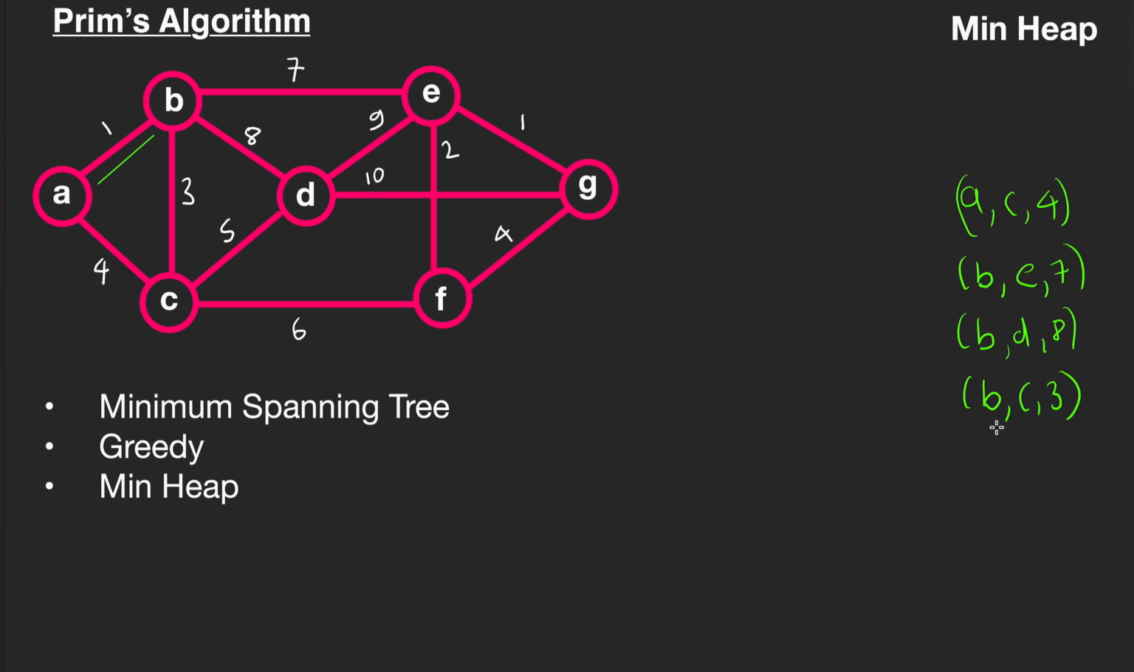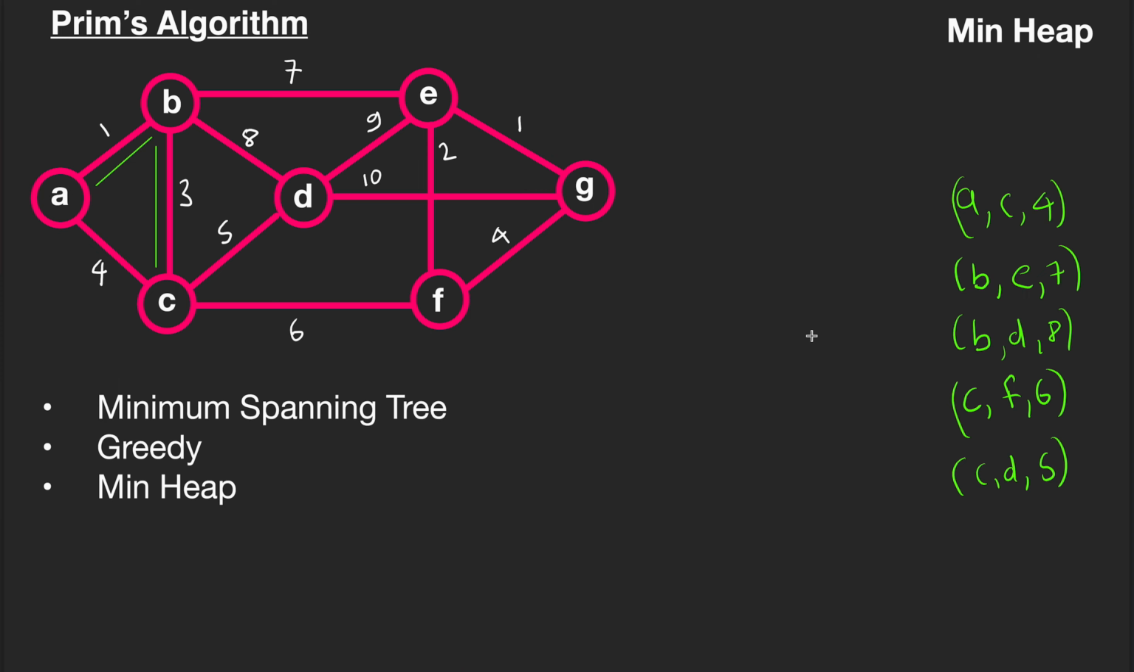Now we'll remove the next element from our min heap. That is an edge from node B to node C with weight 3. Node C is not yet visited, so we'll add an edge between node B and node C. We'll see what the edges from node C that are not yet visited are, and we'll add them to our min heap. Now we'll remove the next element from our min heap, that is AC4. Since node C is already visited, we don't need to do anything.